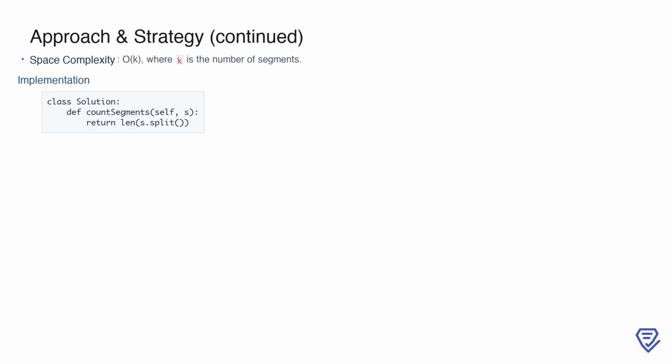The code is remarkably concise. We define a function countSegments within the Solution class, and it simply returns the length of s.split(). This one-liner effectively handles all edge cases, including multiple spaces, leading or trailing spaces, and even empty strings, thanks to the robust design of Python's split method. This implementation is not only efficient but also highly readable, making it an excellent choice for solving this problem.